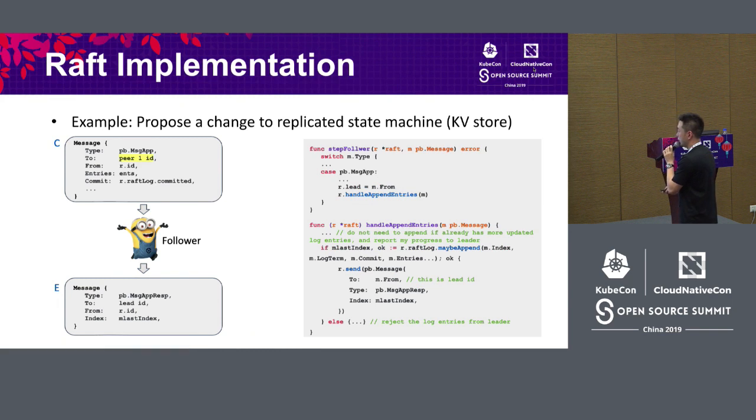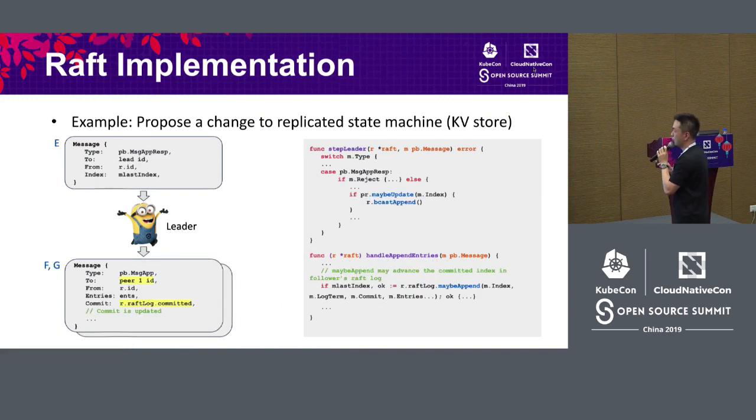Okay, so I think we are going to skip some of the steps. What I'm trying to show here is how to read the source code: given an input, based on whatever the current state is, whether you're a leader or a follower, it's going to have different state transitions. And in return, it's going to generate more messages and maybe more entries. And they are going to show up in the raft state machine's output, which is the structure we called ready, right?